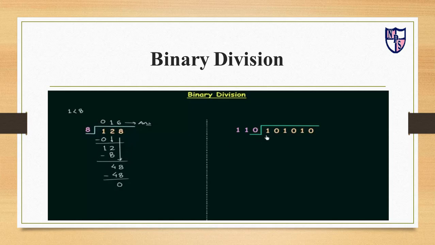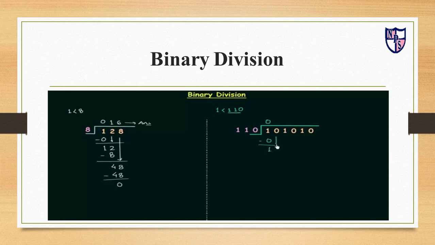We will start our division from the leftmost bit, the most significant bit. 1 is smaller than 110. 110 is the divisor and 1 is the leftmost bit of the dividend. So we have 0 as the quotient. 110, 0 times will give 0, and remainder is 1.